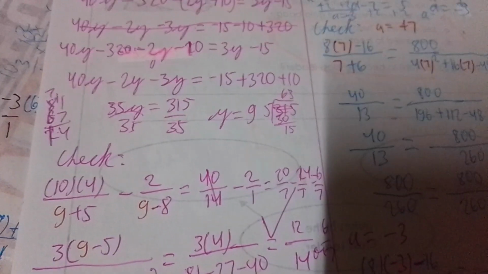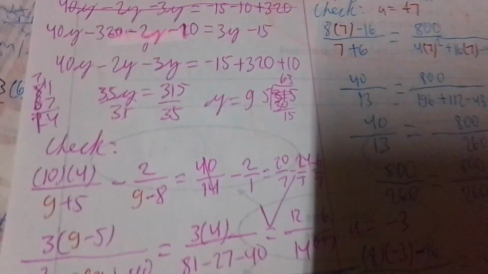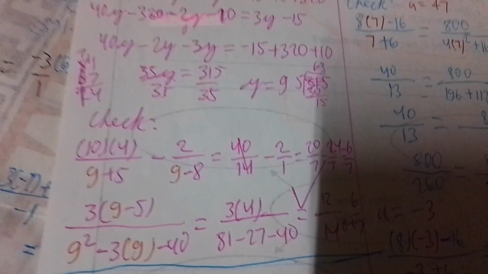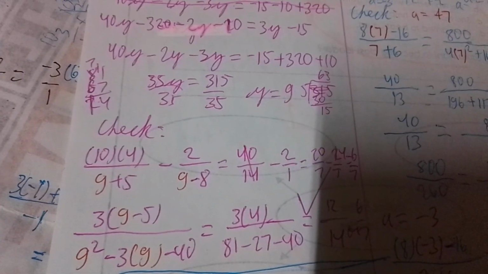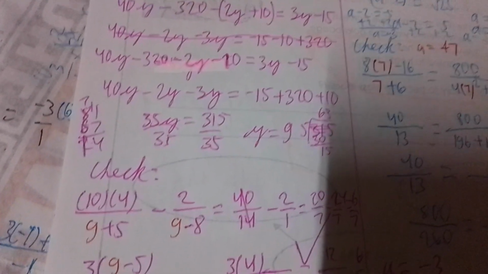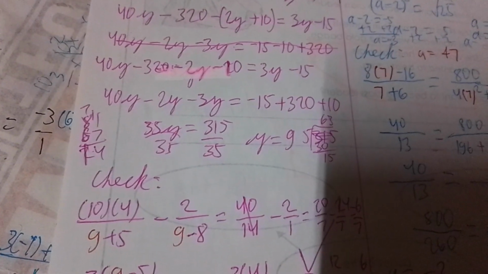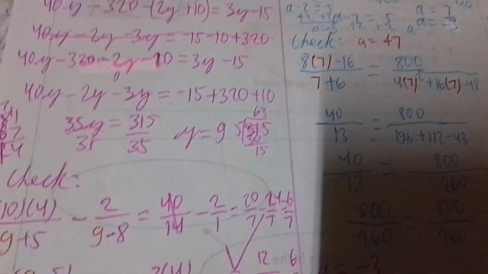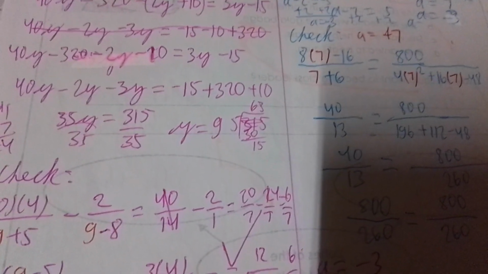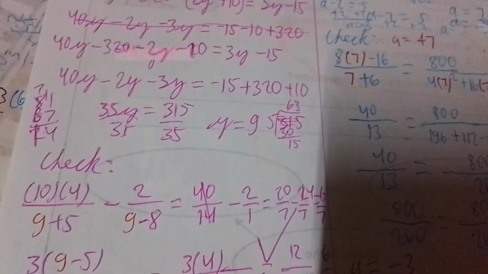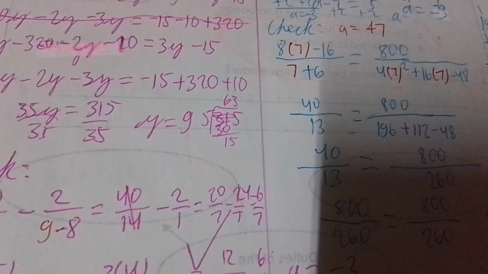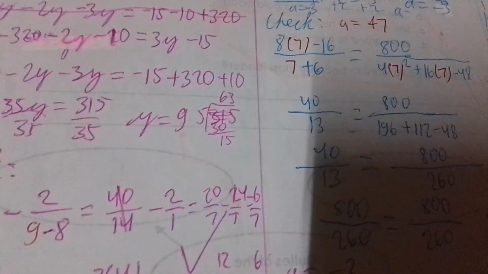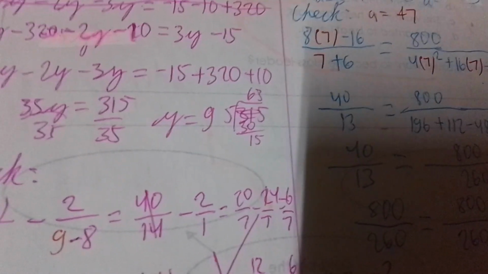To double check, let's do this. So remember, we have 10 times 4, which gives you 40. 9 plus 5 equals 14. 40 divided by 14. And then this becomes 1. Right? So this is what should be our answer. Then we apply the LCD. But 40 over 14 can be simplified to 20 over 7. And then we have 2 over 1. So I try to apply LCD and we got 14 over 7. So it becomes negative 6 over 7, which is the answer.